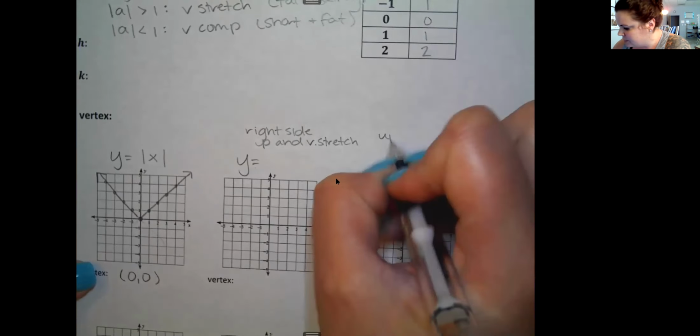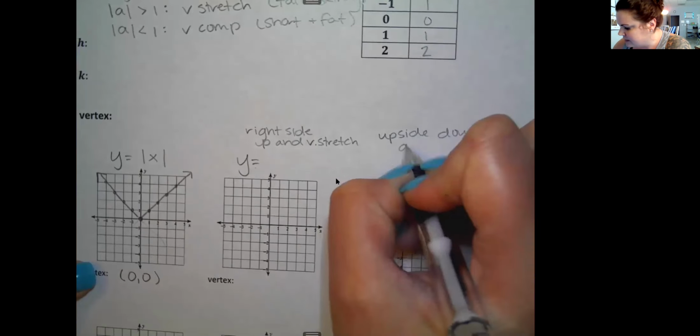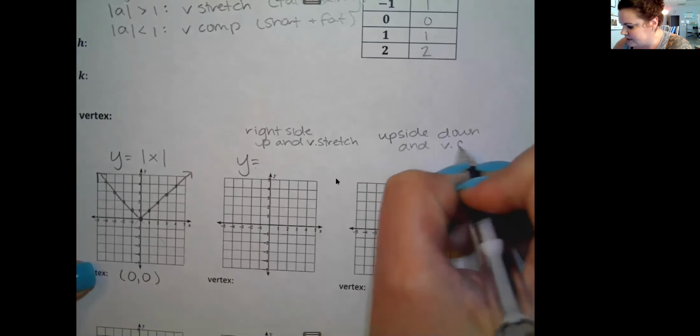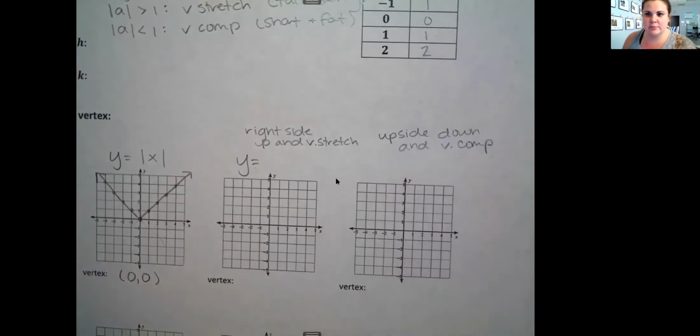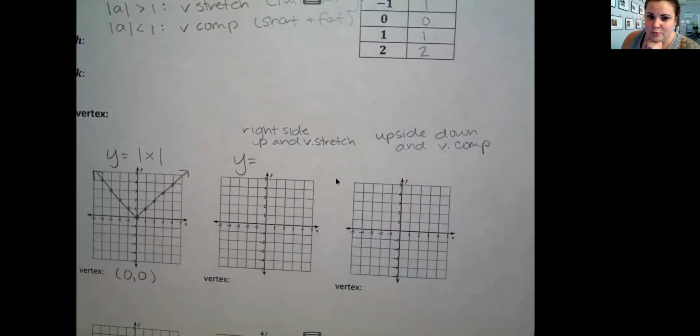And then I want you to come up with a graph that is upside down and vertically compressed. And what I mean by that is I want it to be short and fat. So go ahead and play with the sliders. I would recommend typing in numbers that are easier to graph. Like if you are just using crazy decimals, it's going to be harder to graph. If you want a vertical stretch and you put a 2 in there, that's going to be pretty easy for you to graph. So go ahead and pause the video and graph those.